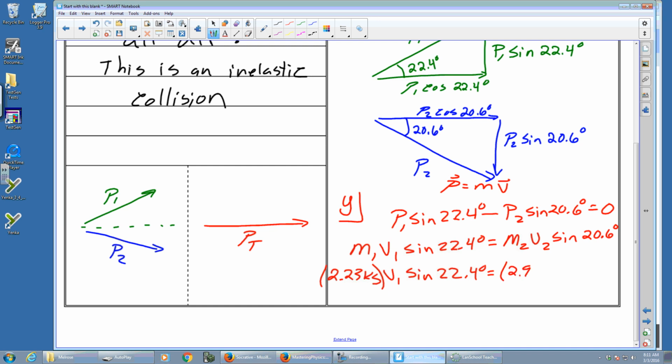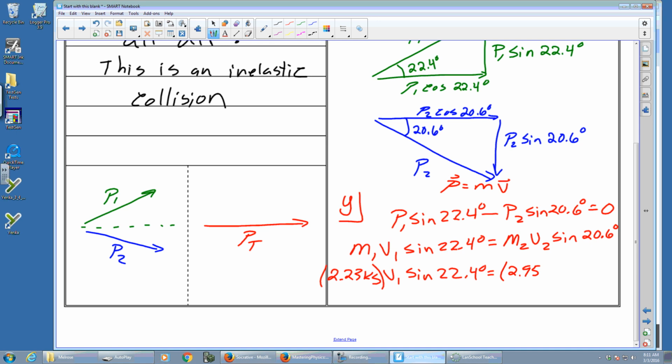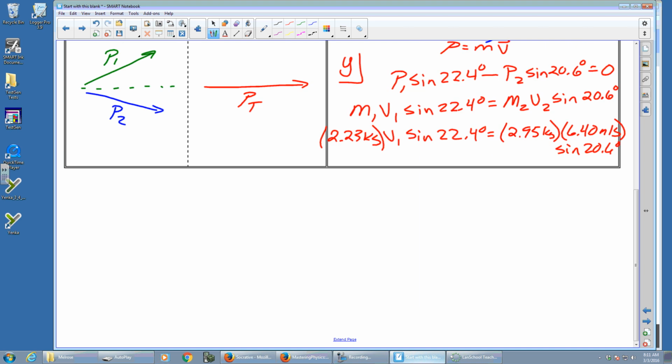So 2.95 kilograms, 6.40 meters per second, sine 20.6 degrees. And solve for speed 1. See what we get. If you're playing along at home, double check on your calculator. Degrees, good.